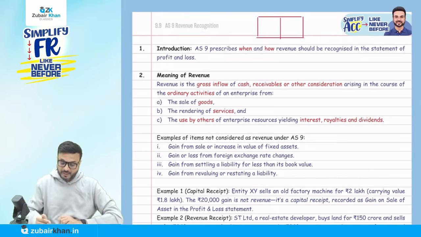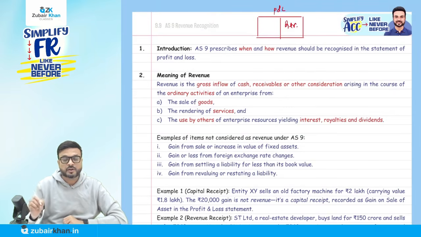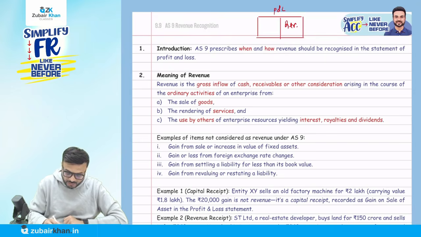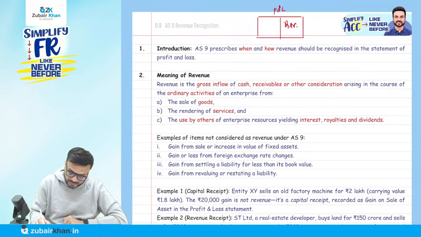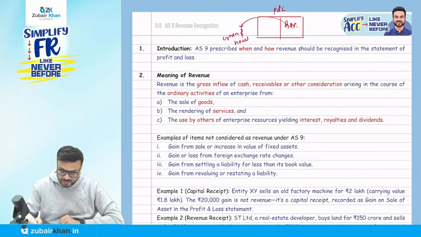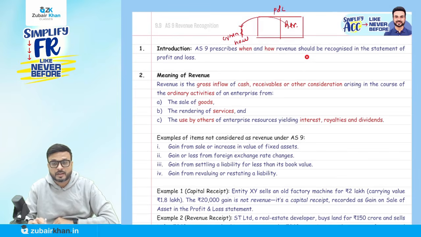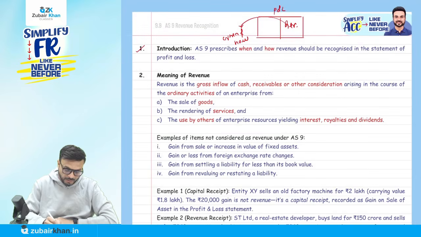Now, suppose this is my profit and loss account. In my profit and loss account, I will recognize the revenue here. So this Accounting Standard 9 talks about how to recognize the revenue, when it should be recognized and how it should be recognized in the profit and loss account. AS 9 prescribes when and how revenue should be recognized in the statement of profit and loss.